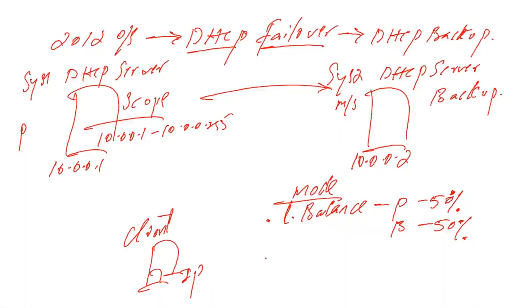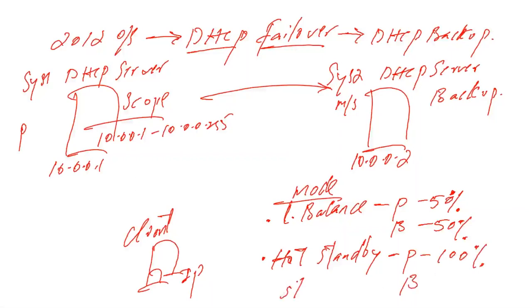And the next option we have is hot standby. Now in hot standby, if I select it, my primary server will give the IP address to all computers, meaning 100% of the computers will take the IP from the primary server. At this time my backup server is on standby. So in hot standby, my primary server gives the IP to all clients, and this information is also available in the backup DHCP server. In future, if the primary server fails, the backup server will come up and serve the IP addresses to my clients. So this is called hot standby.